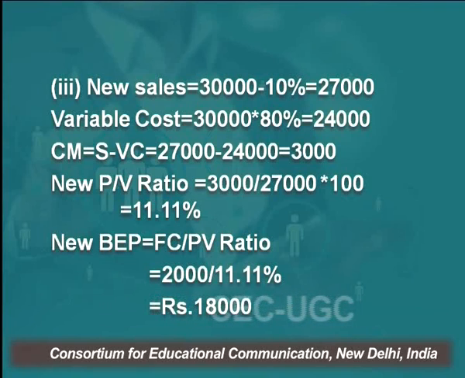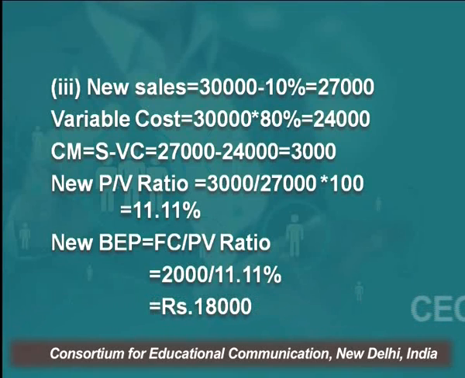Now I will not take 30,000 because we have already reduced the price by 10%. So 3,000 divided by 27,000 into 100 comes to be 11.11. That is the PV ratio. Earlier our PV ratio was 20%. Now our PV ratio is 11.11. This is the impact of reduction in prices.